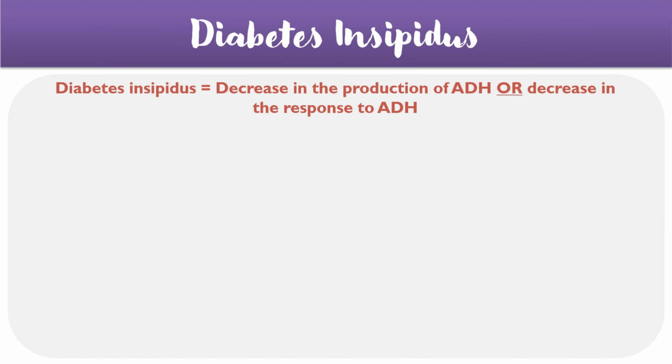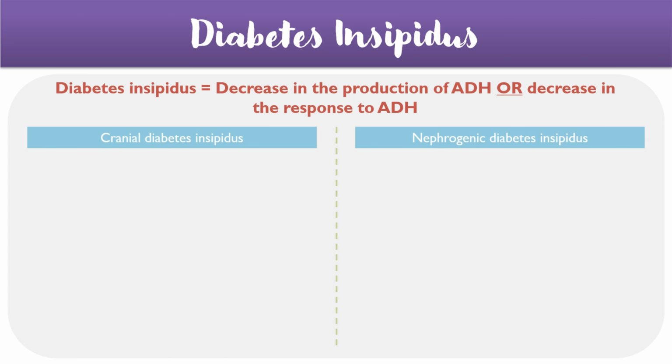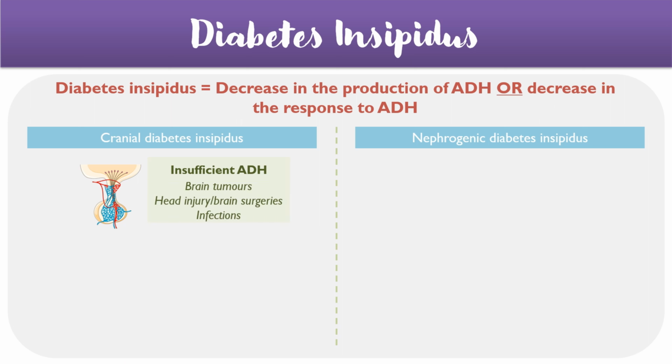What happens in diabetes insipidus is that there's a decrease in the production of ADH or a decrease in the response to ADH, and it can broadly be divided into two main categories: cranial diabetes insipidus and nephrogenic diabetes insipidus. In terms of the cranial causes, what normally happens is that there's insufficient ADH being produced as a result of a problem to the hypothalamus, and this can be due to brain tumors, head injuries, or infections.